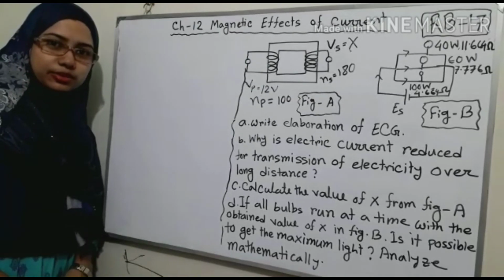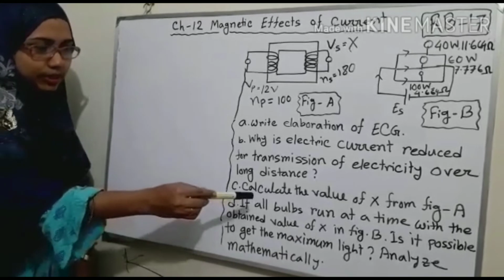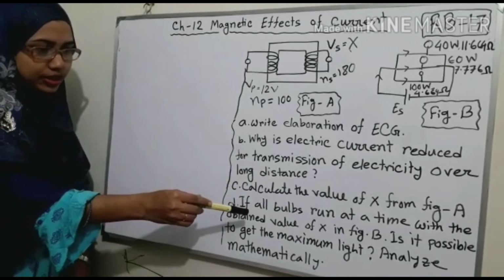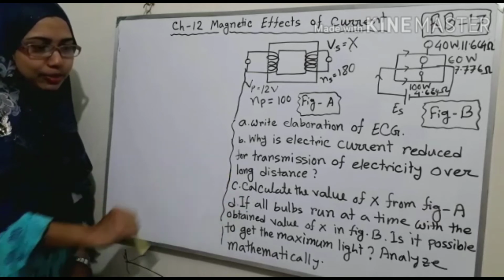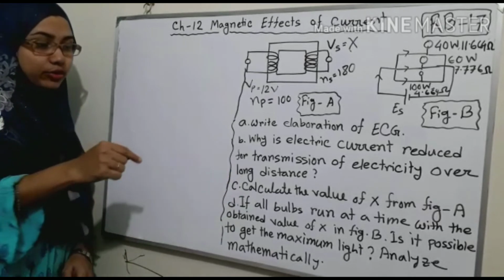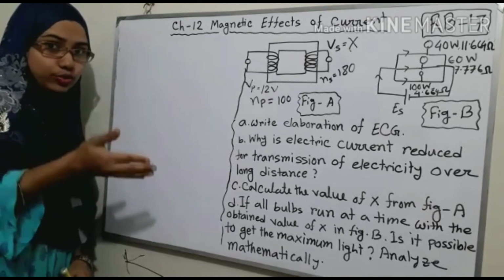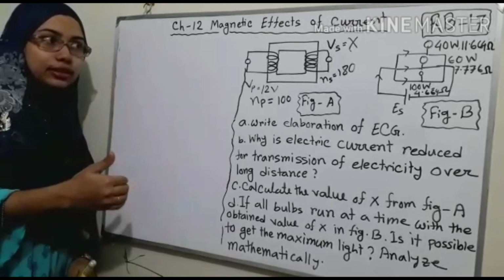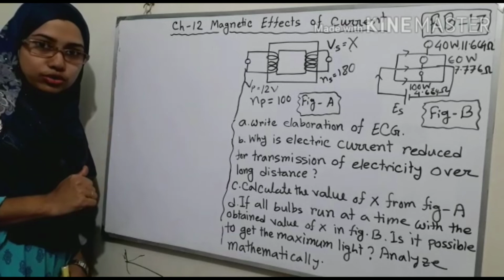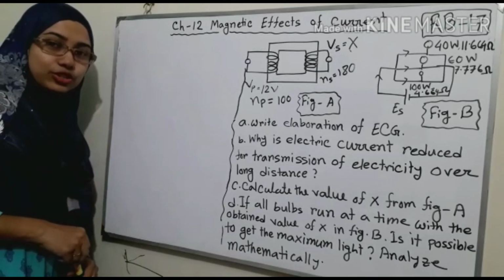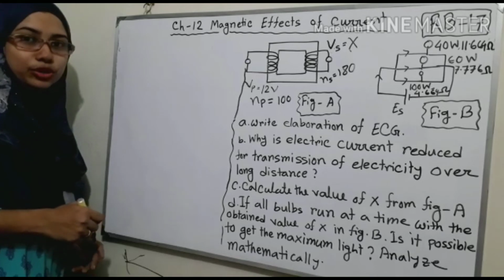Now we will do the D marks question here. In D marks question it is said that if all the bulbs run at a time with the obtained value of X in the figure B, is it possible to get the maximum light? That means the value of X, 21.6, that we got from the C marks question, if it is used in this circuit, then will the bulbs glow or get the maximum light or not. So we have to find out the power for each of the bulbs.